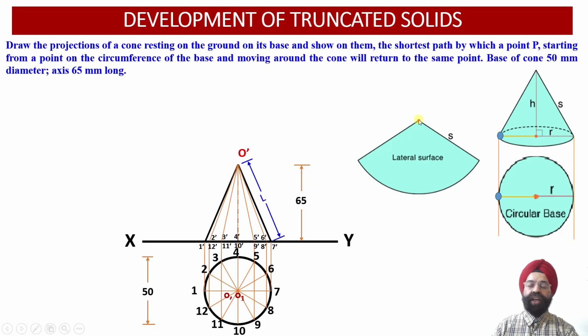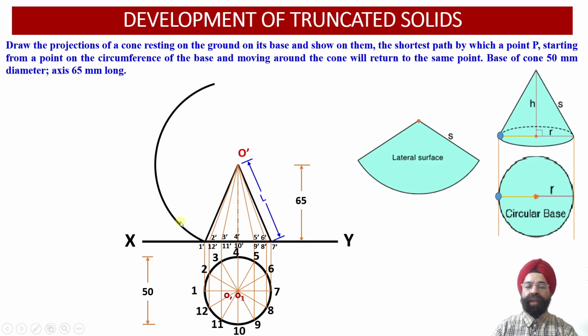So now, in order to obtain the development of the lateral surface of the cone, we need to obtain this edge length corresponding to the sector of an arc equal to the true length of the slant generator of this cone. So this edge length should be equal to O dash 1 dash, or equal to O dash 7 dash over here. Now the length of this slant edge, O dash 1 dash, is the true length. This we have obtained. So now equal to this radius O dash 1 dash.